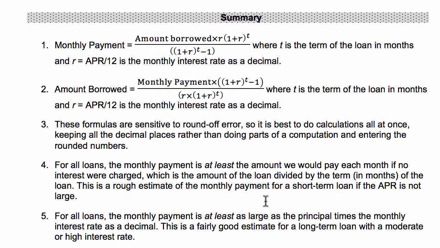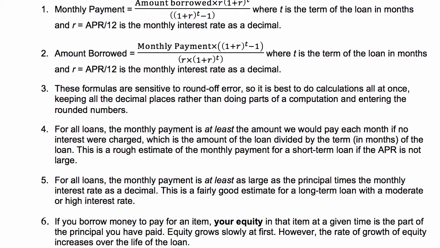4. For all loans, the monthly payment is at least the amount we would pay each month if no interest were charged, which is the amount of the loan divided by the term in months of the loan. This is a rough estimate of the monthly payment for a short-term loan if the APR is not large. 5. For all loans, the monthly payment is at least as large as the principal times the monthly interest rate as a decimal. This is equal to the interest we owe on our first payment, and is a fairly good estimate for a long-term loan with a moderate or high interest rate.